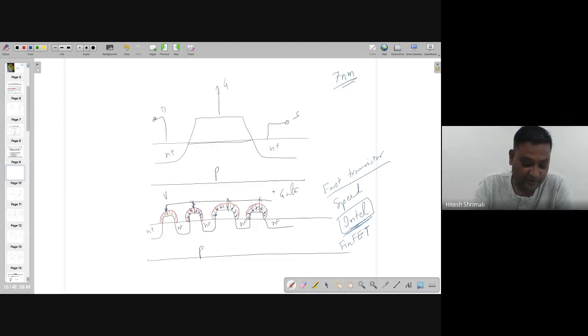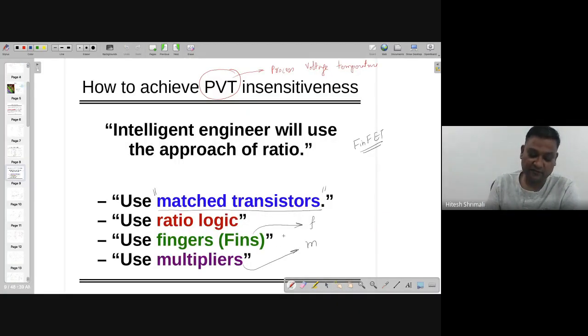So this is about FinFET, and that is what we are using, and we make sure that all the transistors are matched. If they are matched, and one transistor has an error of plus delta or minus delta, the same will be waved off because of the ratio approach, right? This is very popular in analog design, rather than, I would say, in digital. But in digital, when you want equal switching threshold, equal delay, and everything, you want the matched ones, then you have to use ratio logic, which uses fingers and multipliers.